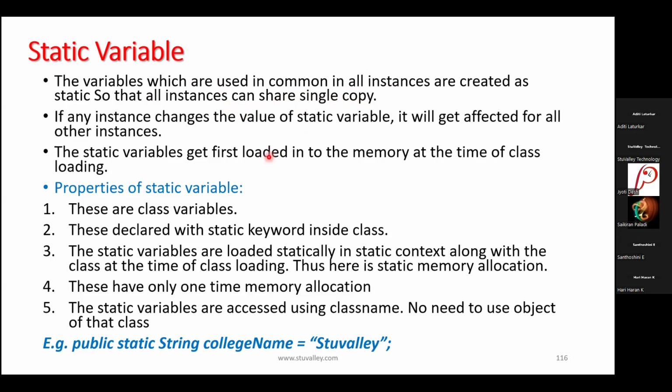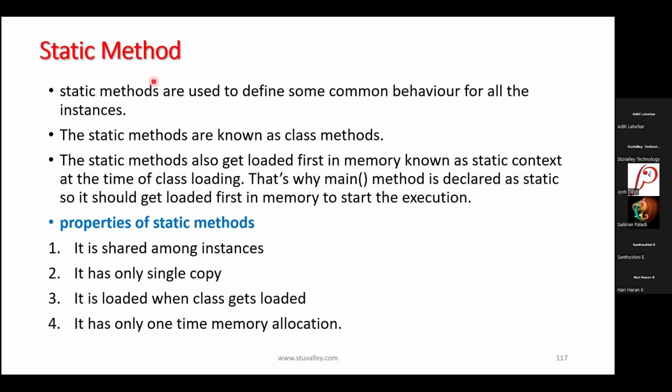It gets loaded first into the memory at the time of class loading. Static variable value you can change, and it will get affected for all the other instances as well. Static variable is also known as class variable. So if you want to give some common details for all the instances, you can define that variable as a static variable instead of defining it as an instance variable. Static method is also used to define some common behavior for all the instances.